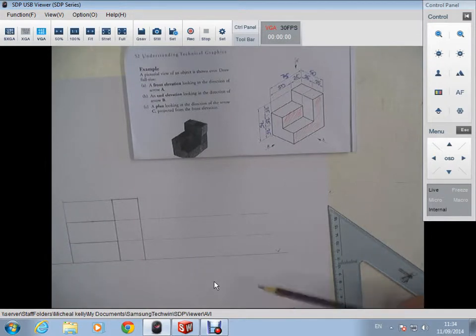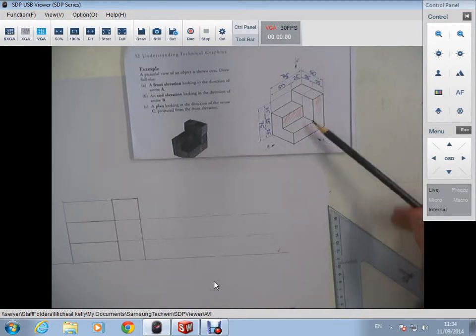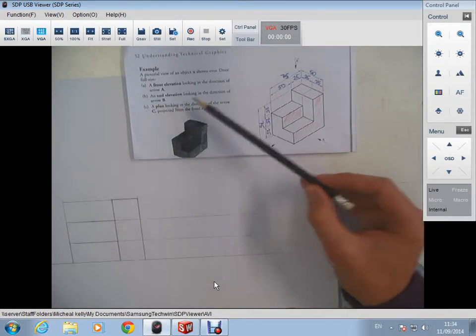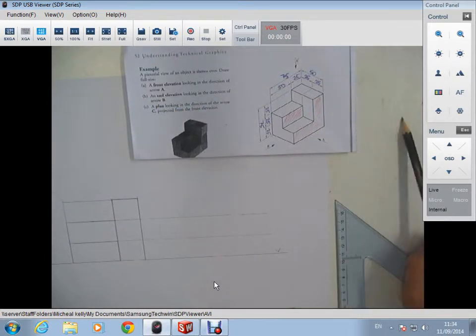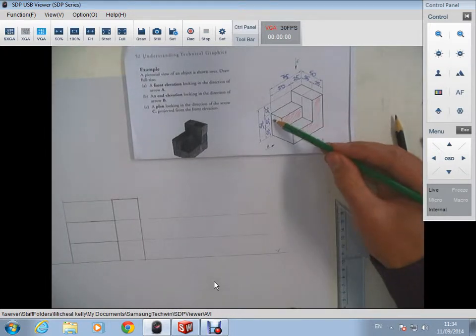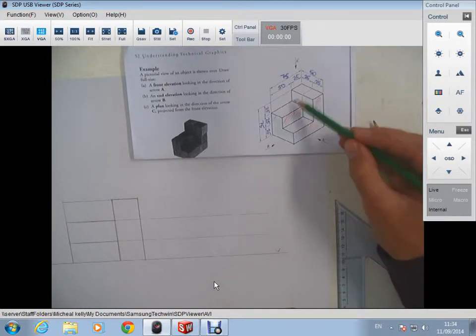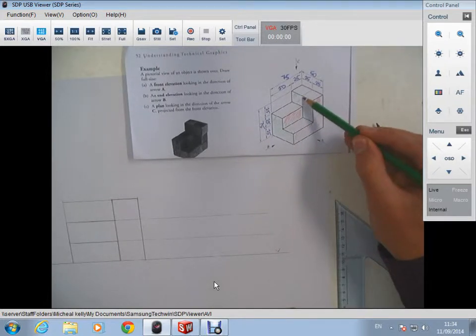That gives me my completed elevation shaded in here in red. The second part of the question asked me to draw an end elevation looking in the direction of arrow B. So I'm going to shade in my end elevation in green. This here is what I'm going to see while I'm standing at arrow B looking inwards. I'm going to see this face here, this face also.